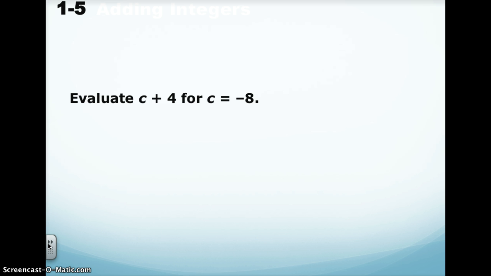We can evaluate as well. Evaluate c plus 4 for c equals negative 8. Recall that c plus 4 is an algebraic expression, and when they give us a value for c, we substitute it in and then solve. So when we replace c, we'll replace it with negative 8. Now we see we have a negative and a positive, so we know we take the sign of the larger number, which is 8, so our answer will be negative, and cancel 8 minus 4 to get negative 4.